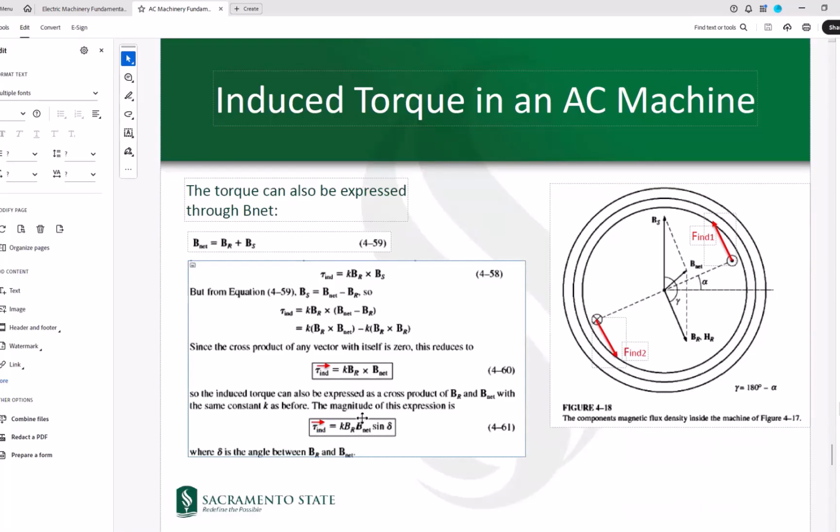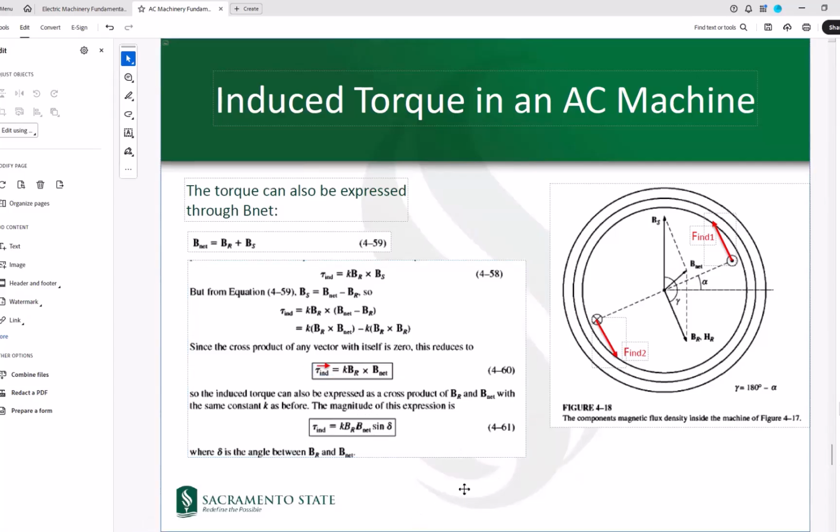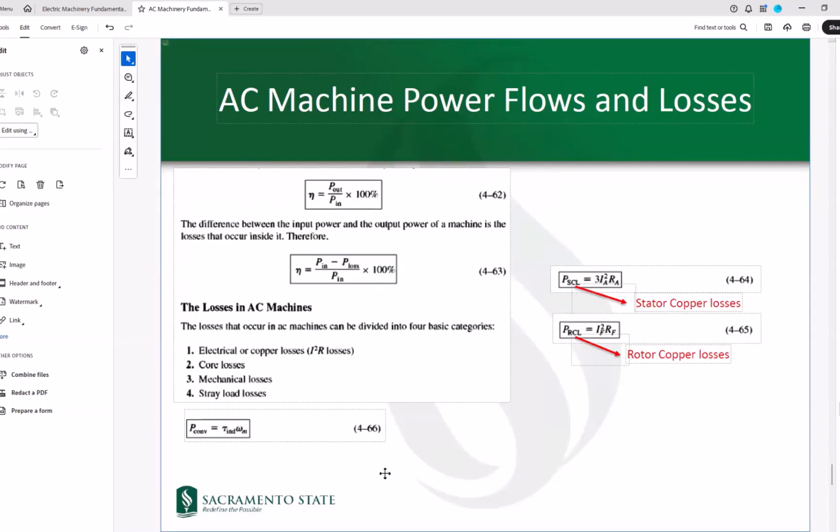I would say that these two are the vectors, BR and B net, but these are the magnitudes of the vectors. So I would remove that. So this is just the magnitude of the tau induced, and this is the vector of tau induced, if that makes sense. Okay, so let's talk a bit about the AC machine power flows and losses.